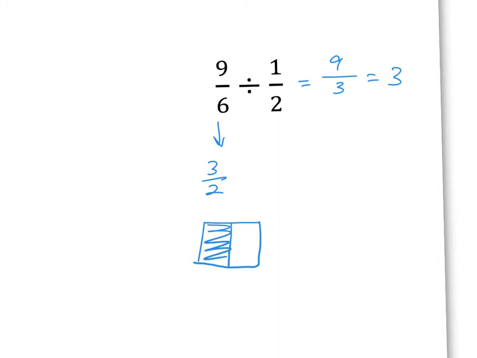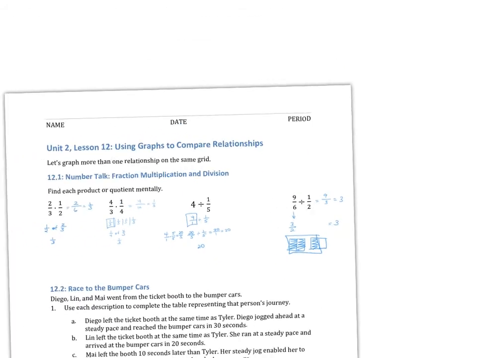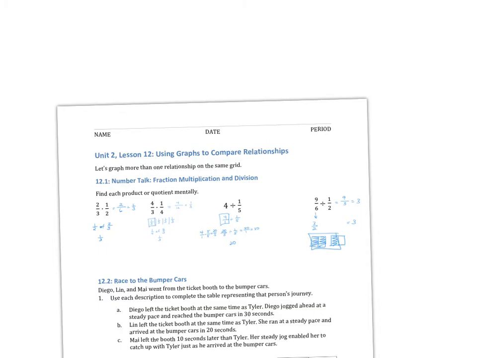So 1, 2, then we have 3. So those 3. And if I were to split them up into halves, which they already are, how many would I have in total? Well, I would have 3 in total. So that's where the 3 comes from. So that was our warm-up, our altered number talk.